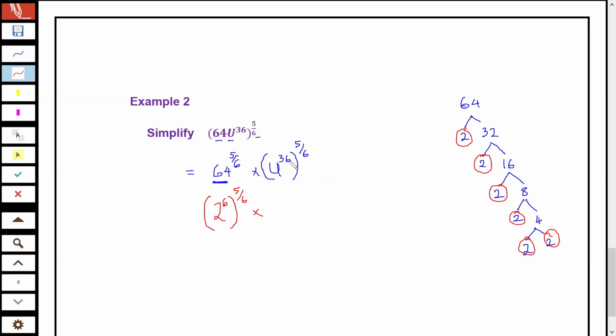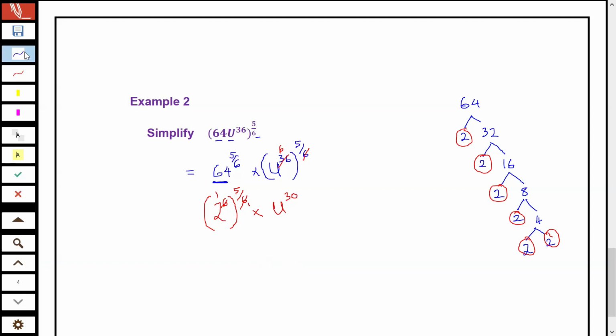So when multiplying 36 by 5 over 6, we can actually cancel out. 6 goes into 36, and that is 6. So with this, we have 6 times 5. We can also multiply the power 6 by 5 to give 30, and that gives us u to the power of 30. Now for the first term here, 2 to the power of 6 raised to the power of 5 over 6, we can also cancel out the 6. 6 goes into 6, and this is 1. So we're left with 2 to the power of 5 times u to the power of 30.